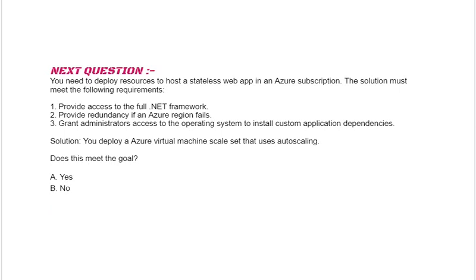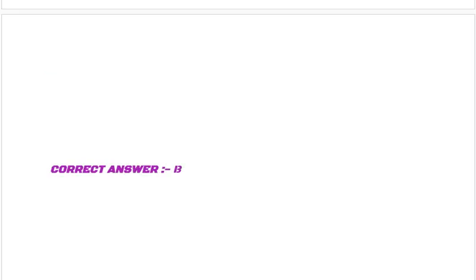Next question is, you need to deploy resources to host a stateless web app in an Azure subscription. The solution must meet the following requirements. First, provide access to the full .NET Framework. Second, provide redundancy if an Azure region fails. Third, grant administrators access to the operating system to install custom application dependencies. Solution: you deploy an Azure Virtual Machine Scale Set that uses autoscaling. Does this meet the goal? Options are yes or no. Correct answer is option B, means no.